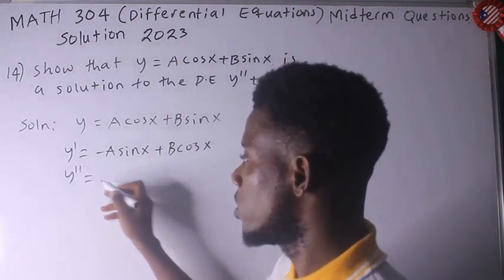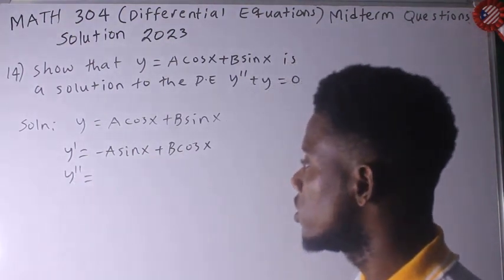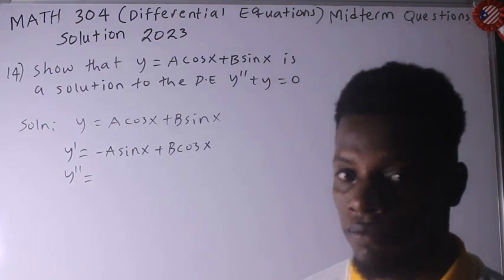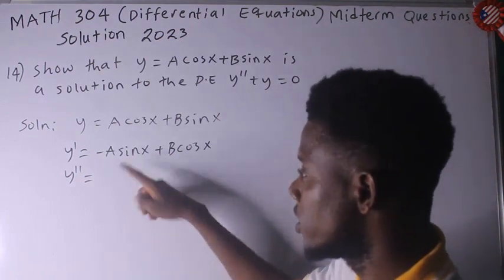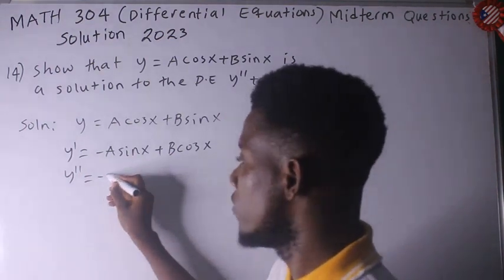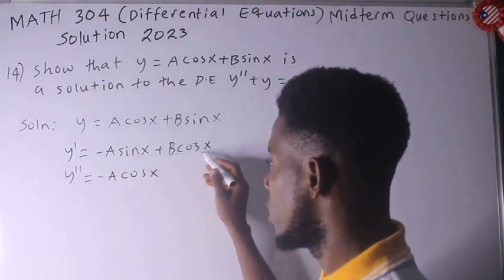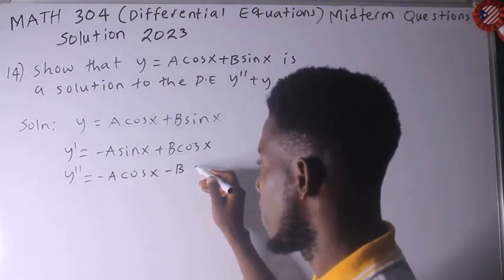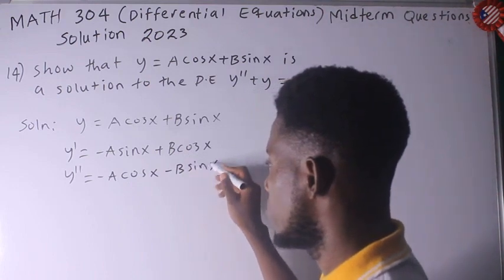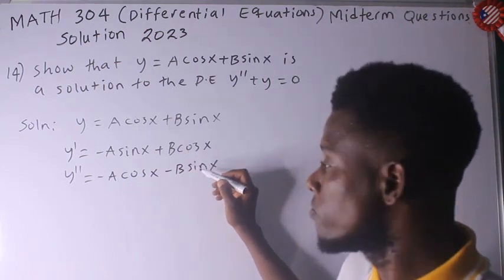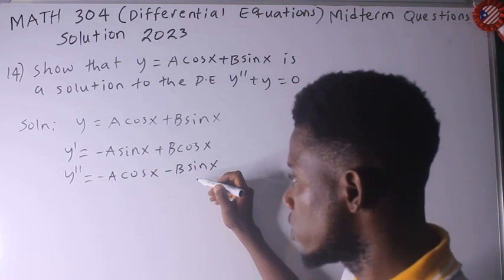So y prime prime is equal to, what is the derivative of negative a sin x? We differentiate sin x, that's cos x. So it's negative a cos x. And the derivative of b cos x is negative b what? Sin x. Because the derivative of cos is negative sin, remember? So this is the second derivative.